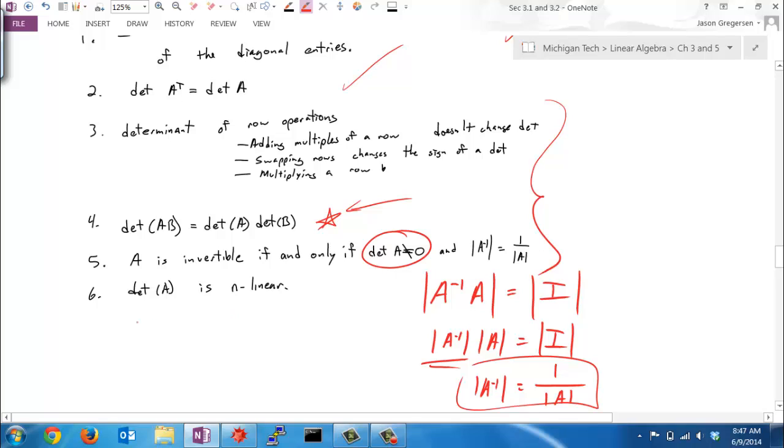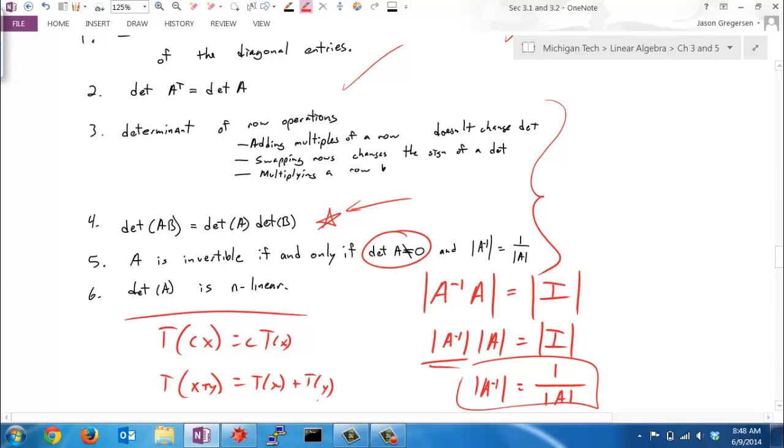All right, and the last one is the determinant of A is n-linear. What does that mean? That means if I think about a transformation and I fix all the columns but one, it satisfies the properties of a linear transformation. And our properties of a linear transformation were this and this. Preserves addition and multiplication. So your book goes through that a little bit. I'm not going to stress it here and go through the proof of it here. I'm going to focus on the other ones.